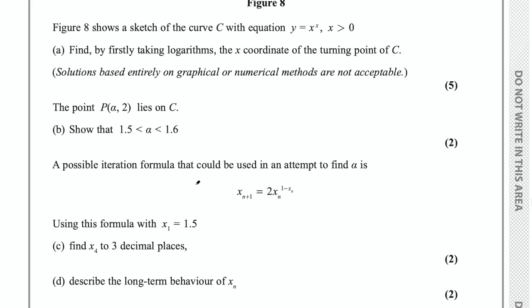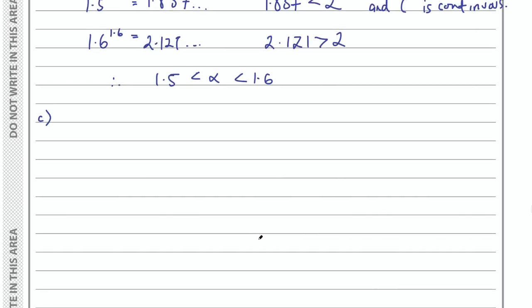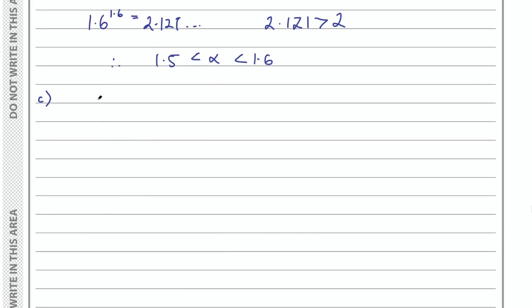Part C says a possible iteration formula that could be used in an attempt to find alpha is x sub n plus 1 equals 2x sub n to the power of 1 take x sub n. Using this formula with x sub 1 equal to 1.5, find x sub 4 to 3 decimal places. Okay, so this is going to involve plugging this into a calculator and iterating it a number of times. Let's firstly write down that formula. It was x sub n plus 1 equal to 2 times x sub n to the power of 1 take x sub n. And we were assuming that x sub 1 is equal to 1.5.